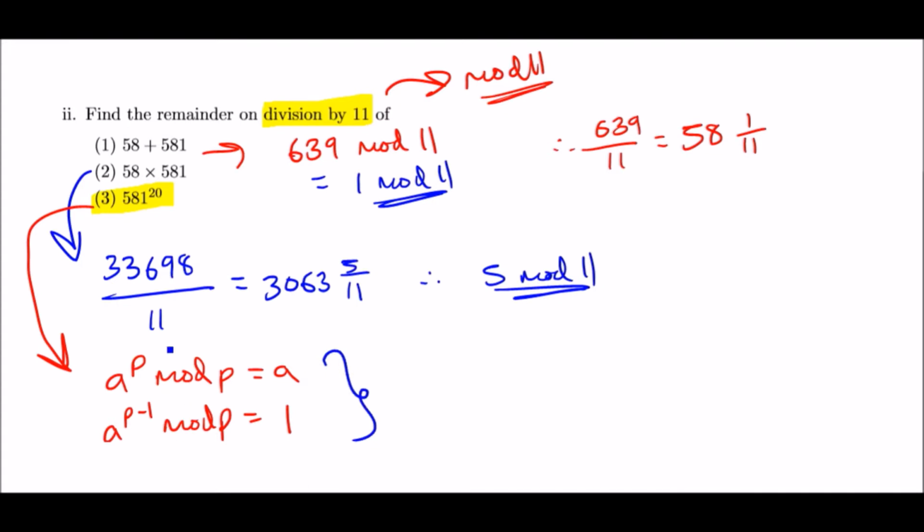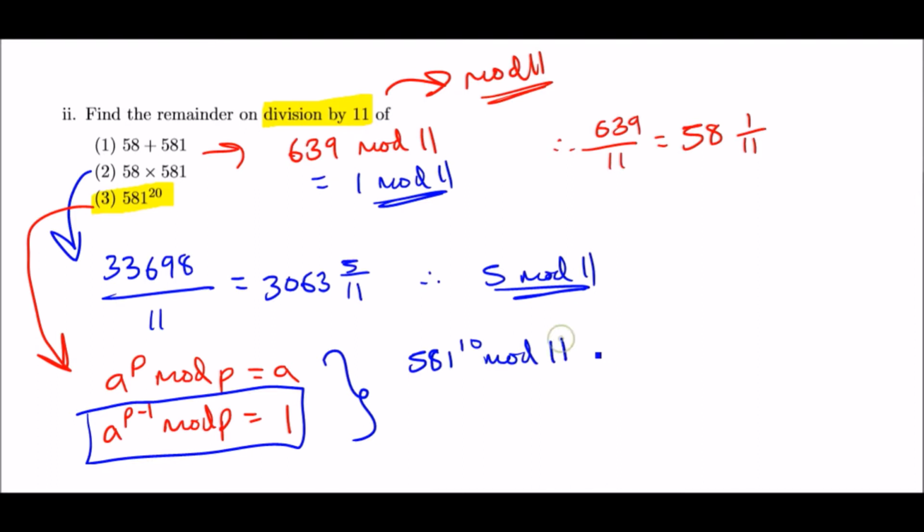So first things first, let's copy this in. So we got a is 581, and now using the second equation, because we want it equal to 1, because at least 1 is easier than equal to 581. We can say a to the power of the prime number, which is 11, minus 1 gives us 10 mod 11 is identical to 1.